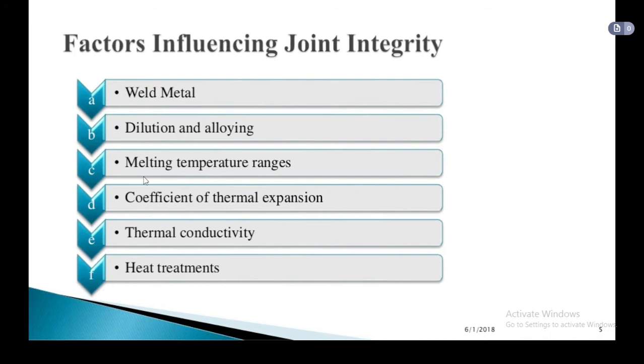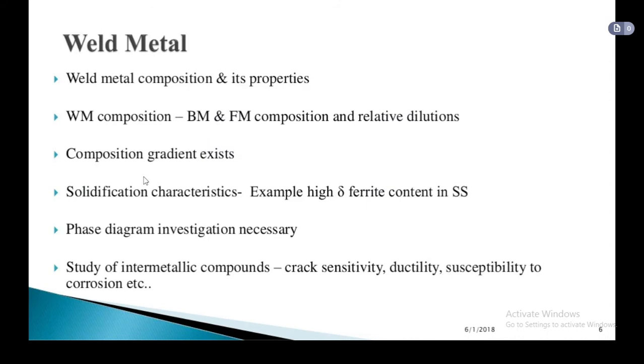The coefficient of thermal expansion also plays an important role in joint integrity or joint strength. Then thermal conductivity: the thermal conductivity of the material plays an important role in weld quality. And the heat treatment: different heat treatments done on the base material also affect the weld joint. Okay, so we will discuss one by one.